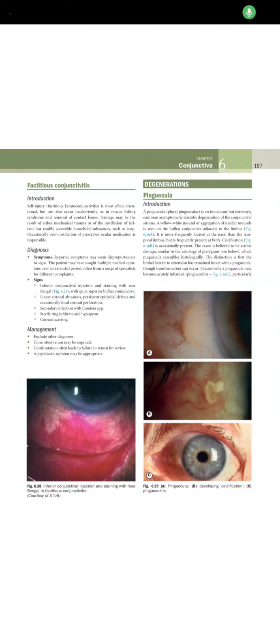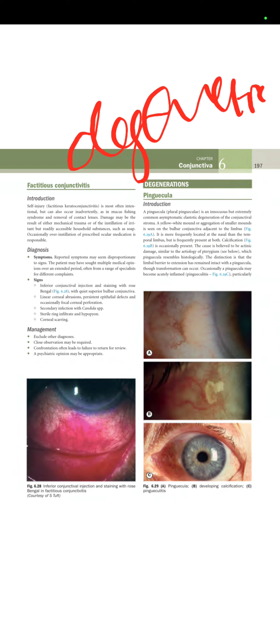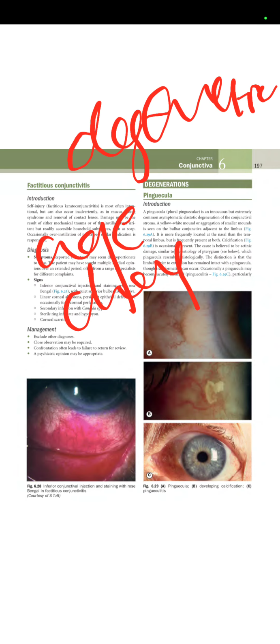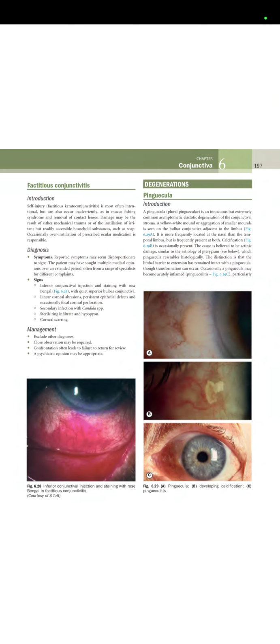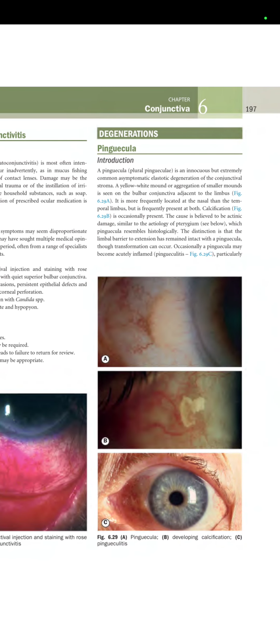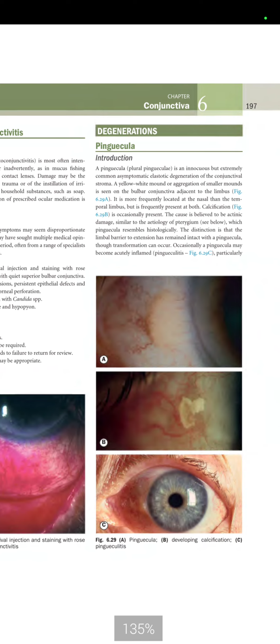We are going to start the Kanski lecture series, Conjunctiva part 7, and in this part we are going to study about the degenerations. Basically, degenerations are the corneal diseases that are related to the age related changes that occur in the conjunctiva. It can be some environmental factors that cause the precipitation of these conditions. So let's get started. First of all, we will discuss the pinguecula.